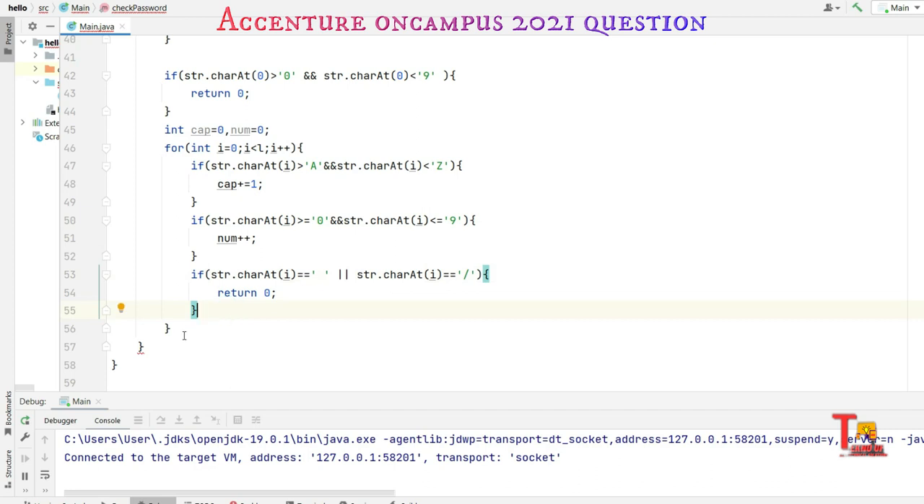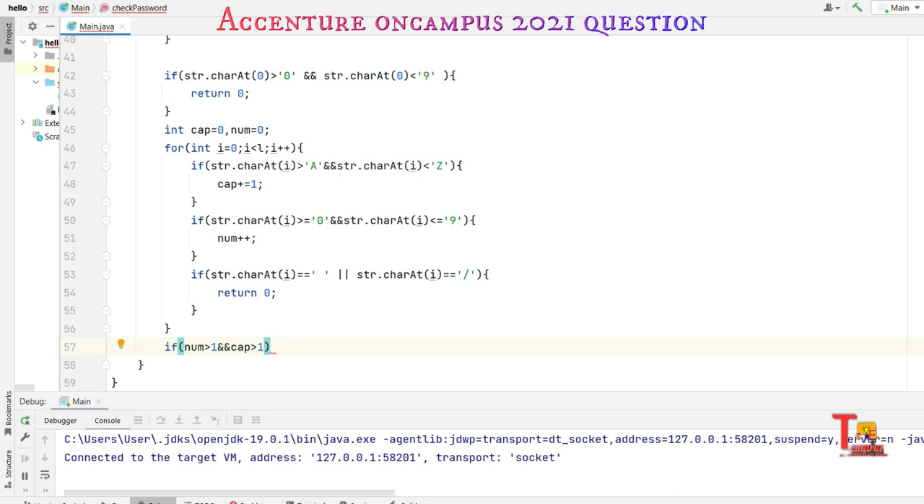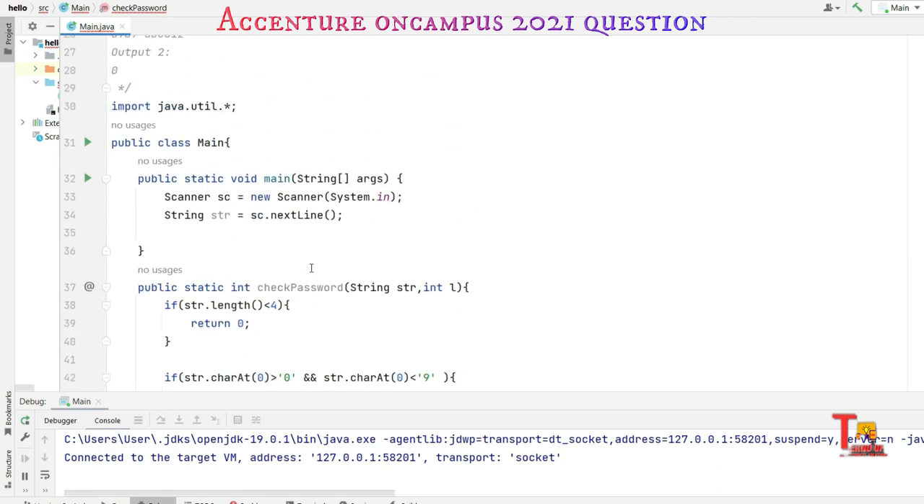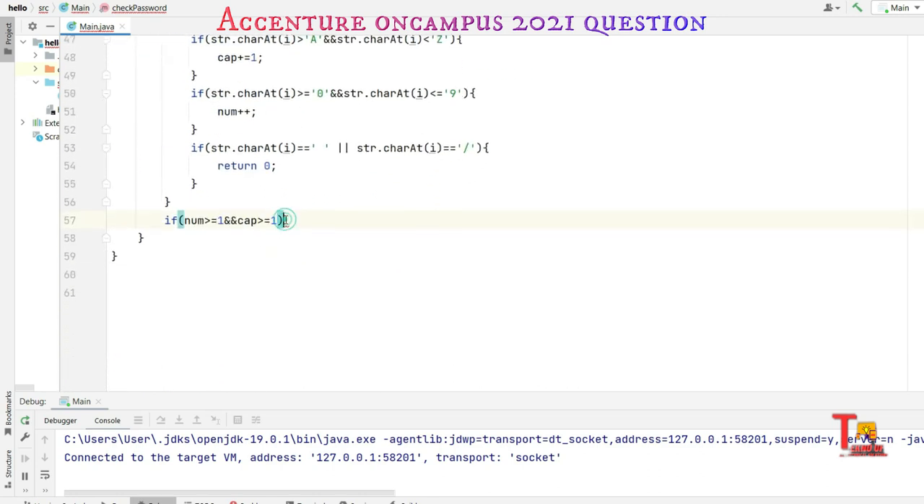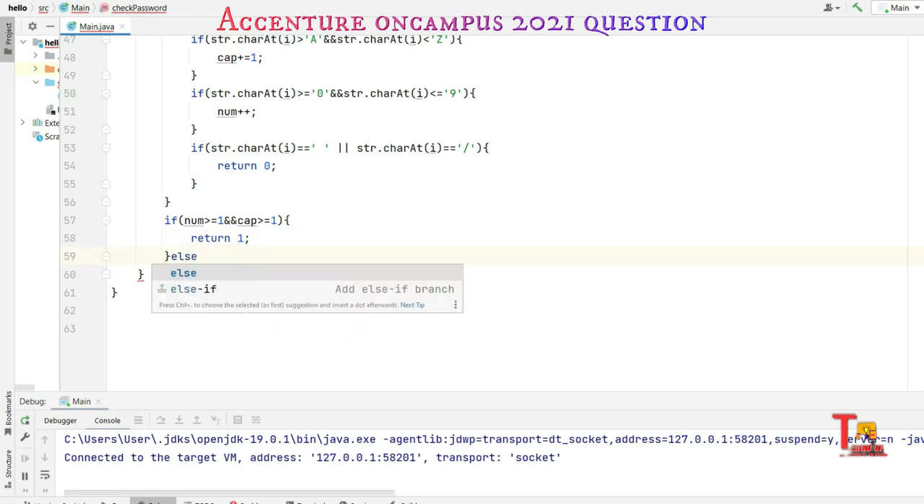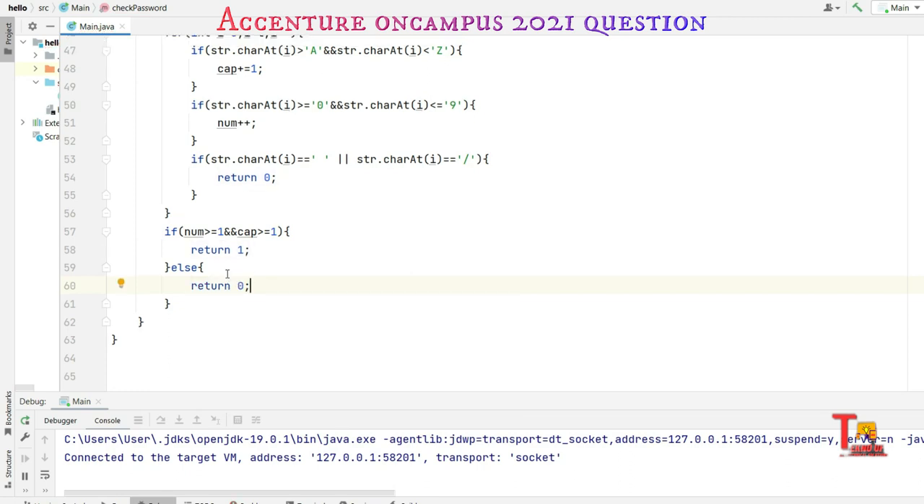Okay, and now if num greater than 1 and cap greater than 1, greater than or equal to 1. What was that? At least 1 capital. That means must be greater than or equal to 1. So return 1, otherwise return 0. No, I think it's okay.